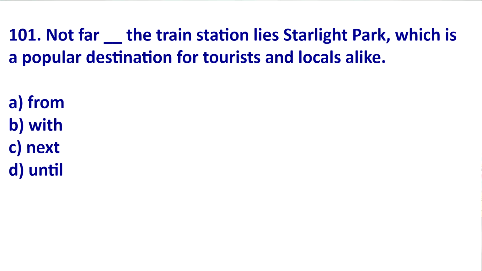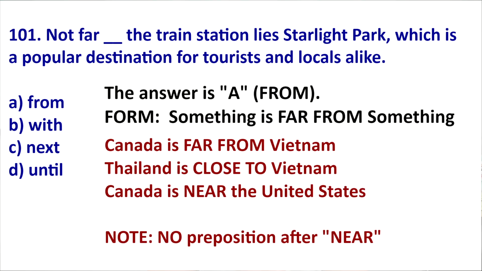Okay, so the answer here is going to be A. Now, why is this? When we use far, it is followed by the preposition from if we have an object, if we have a noun. For example, Canada is far from Vietnam. Thailand is close to Vietnam. But we can say location is far from location.